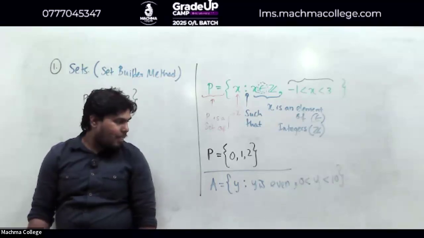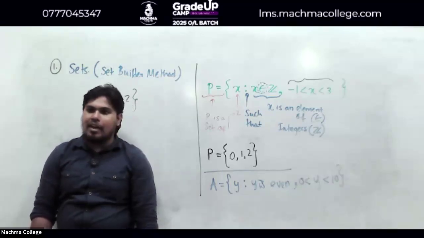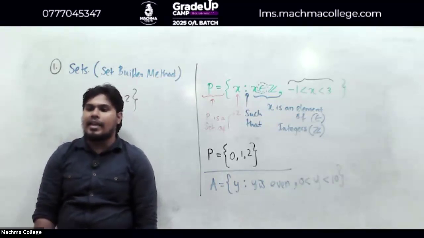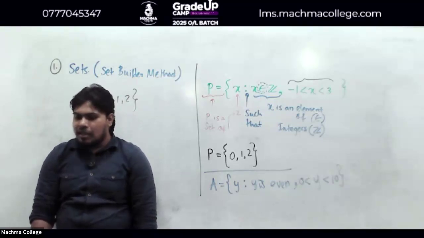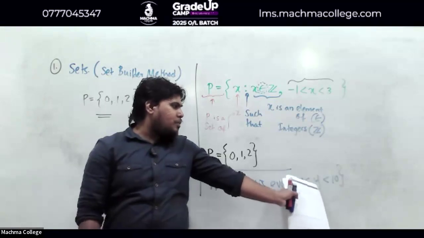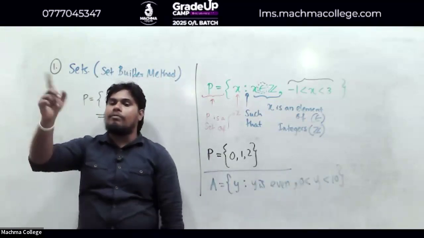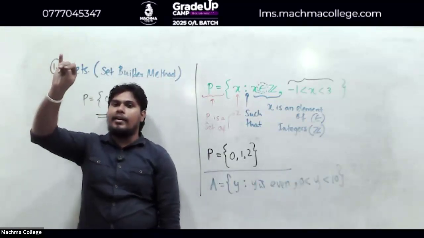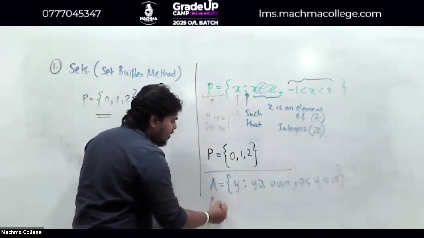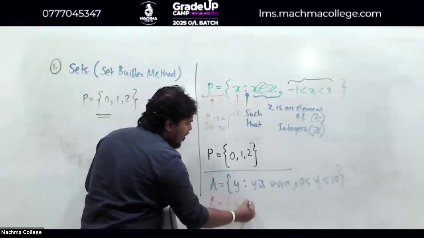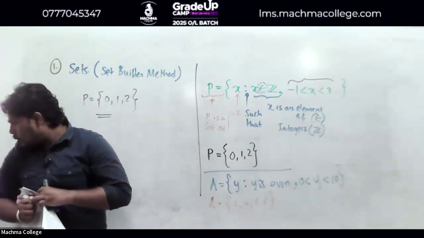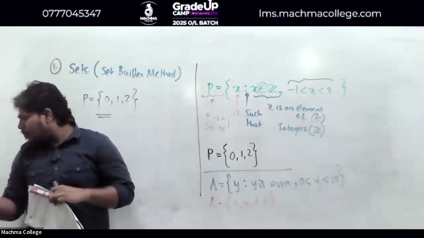What is given? y is even. So obviously even numbers: 2, 4, 6, 8, 10, 12, those numbers. And among those even numbers, they are asking only the even numbers between 0 and 10. Between 0 and 10, what are the even numbers? 2, 4, 6, 8. So capital A set contains only the elements 2, 4, 6, 8. Exactly.